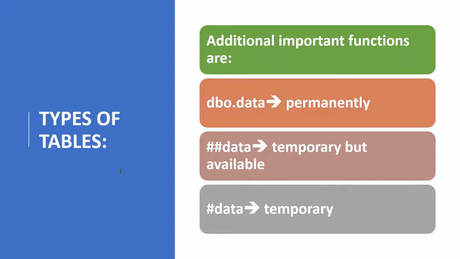Global temporary tables are visible to any user and any connection after they are created, and are deleted when all users that are referencing the table disconnect from the instance of SQL Server. You can identify them by two hashtags in front of the table name.